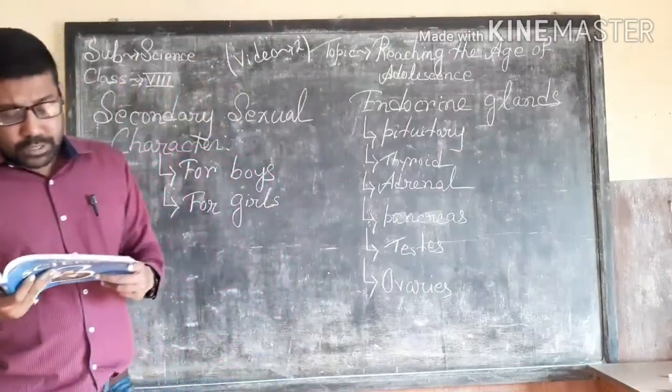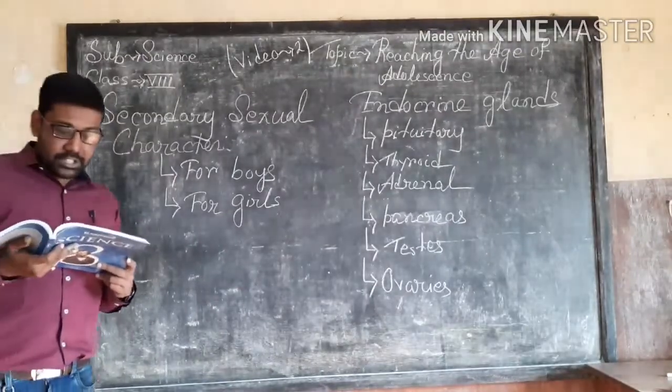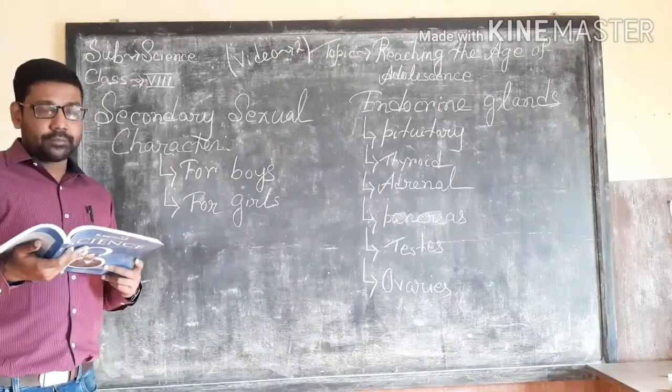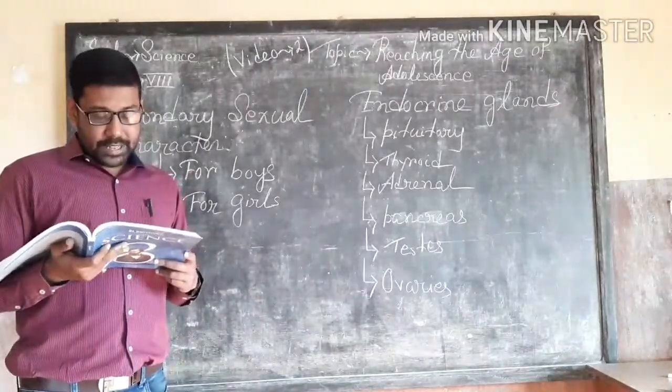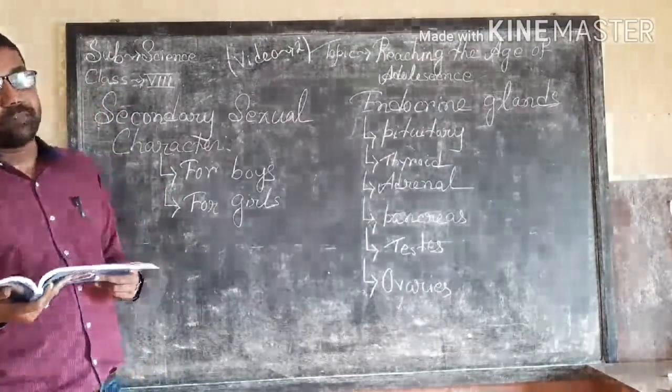Secondary sexual characters in girls. The first, the region below the abdomen becomes wider and the breasts develop in girls. The hair develops under the armpits and in the pubic region.